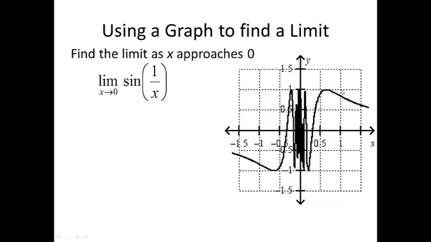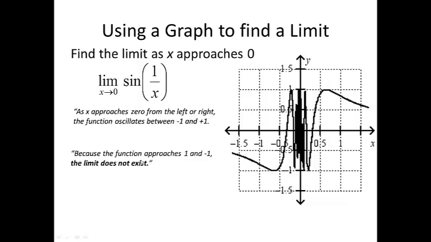Even if you approach it from the right, it's going to start swerving, and then it's going to go back and forth, up and down, up and down. It can't make up its mind, so we call this an oscillating function. As x approaches 0 from the left or the right, the function oscillates between -1 and +1. Because the function oscillates between 1 and -1, the limit does not exist. So there are your three ways that you're going to encounter in this class where the limit does not exist.